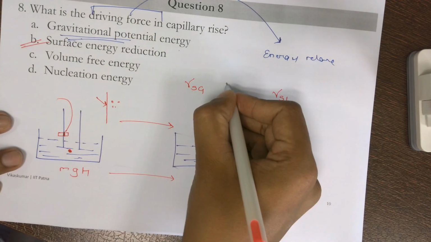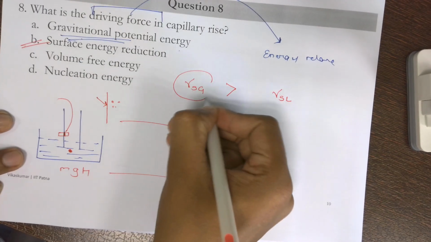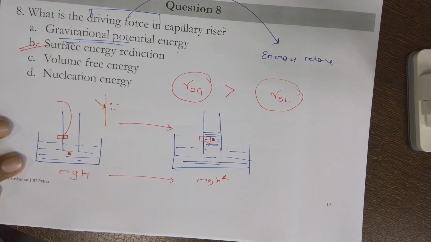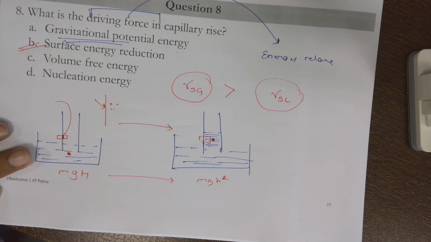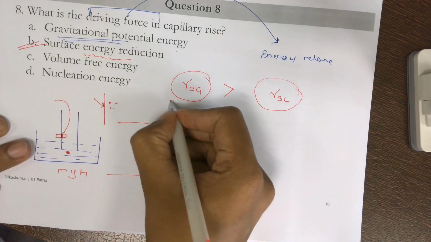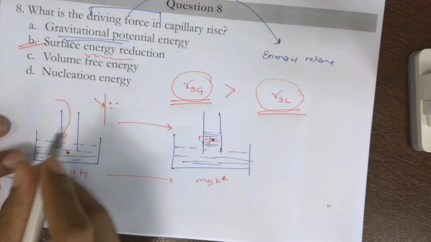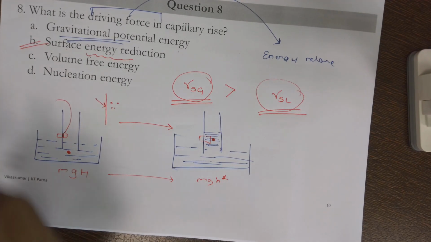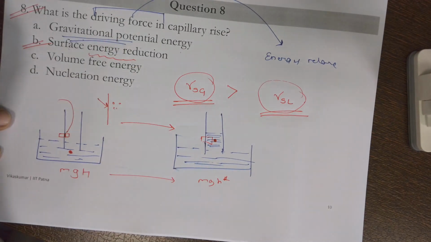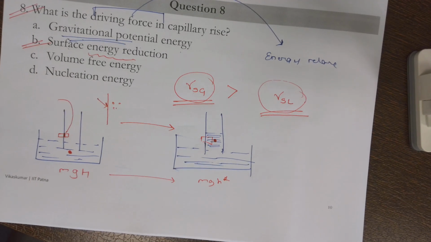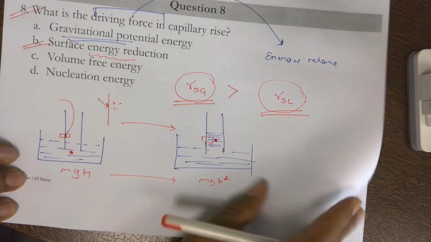Okay, so if this surface free energy is more than this, then the rise will happen, the capillary rise will happen. So what is the driving force over here? The reduction in the surface energy. Surface energy initially was higher, now it's lower, so the reduction is happening in the surface energy. Okay. Volume energy is same, right? So option B here will be the right answer. Is it clear, Vishnu? Great. Let's move to the next part, question number 9.